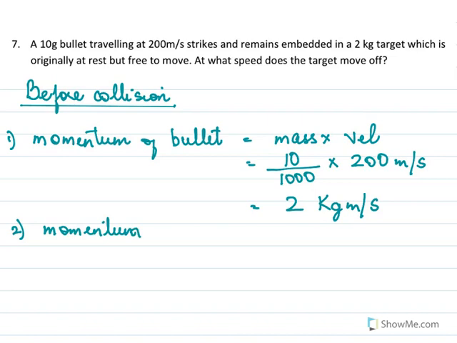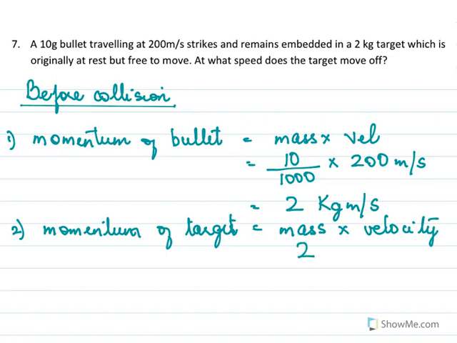The bullet hits the target. Now the target is at rest. So the momentum will be mass of the target into velocity or initial velocity of the target. But the target is 2 kgs. However, it is at rest. So velocity is 0. So total momentum of the target will be 0 kg meter per second.